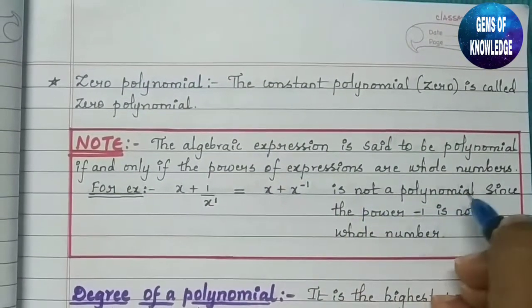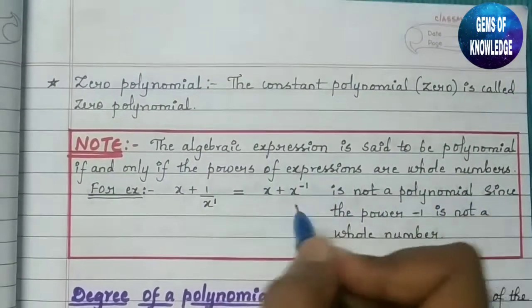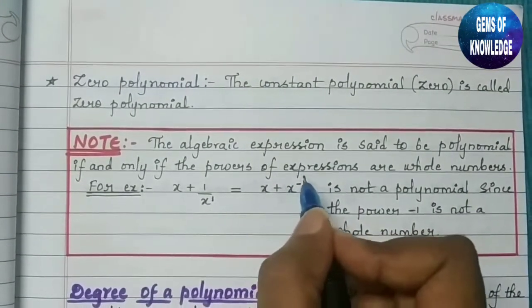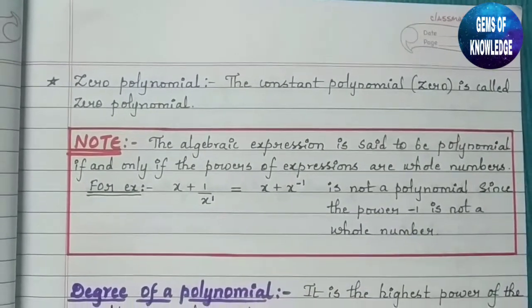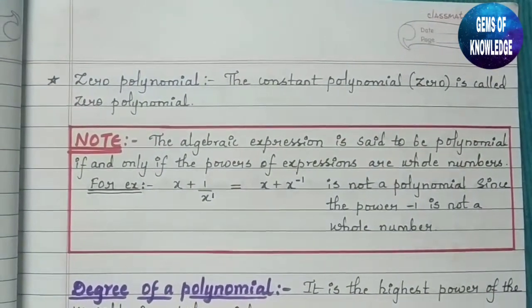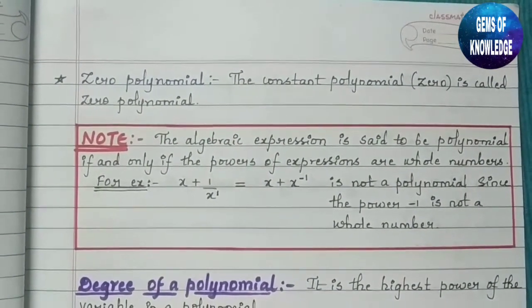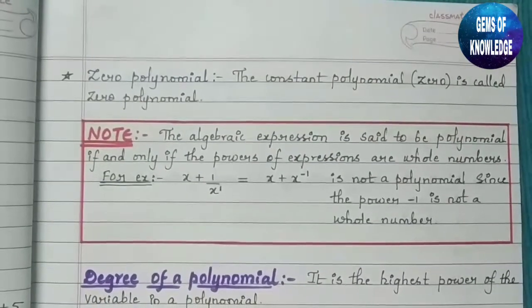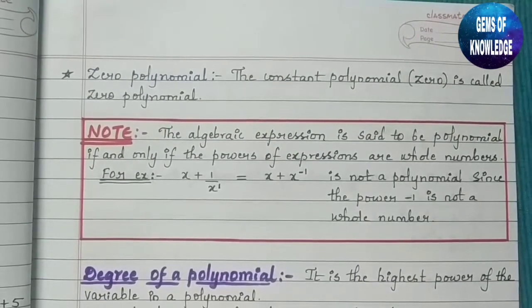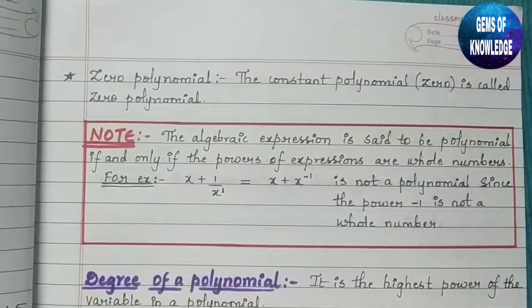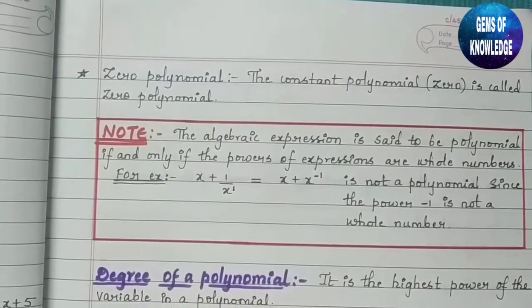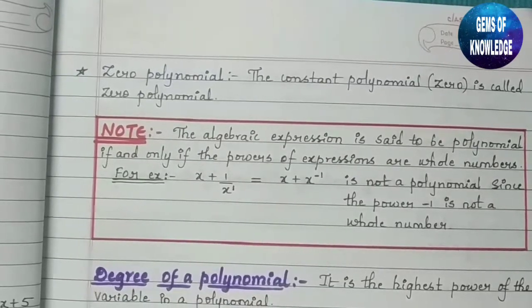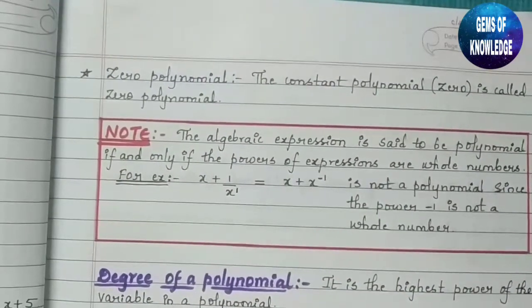So this is not a polynomial. Why? Because as you can see here, this -1 is not a whole number. You know that whole numbers start from 0 and continue for all the positive numbers, but they won't continue for any negative number. So we can say that it is not a polynomial since the power -1 is not a whole number. Okay.